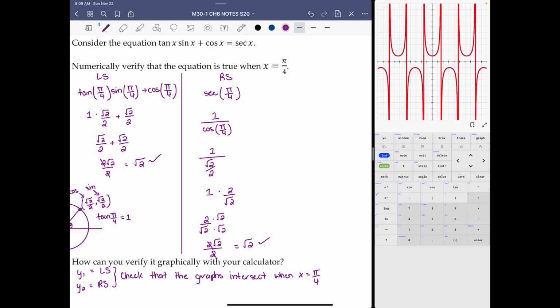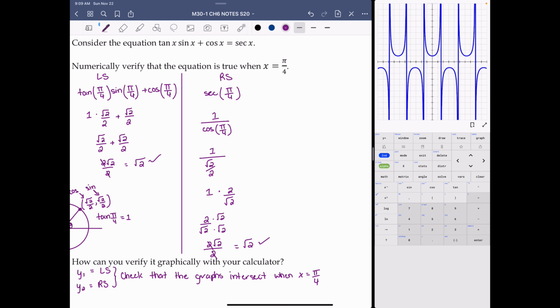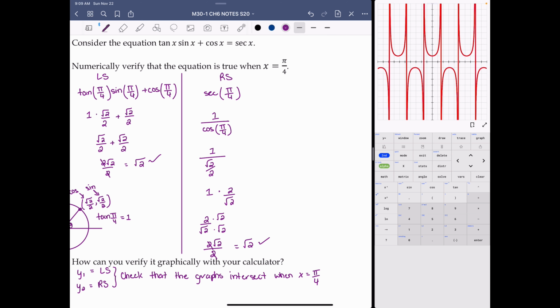Graph that. I'm going to change my window, zoom standard. And here's what I get. Right now I only see the red graph. If I go back to y equals, red graph is the right side. I'm going to turn that off just by hitting enter. Now it's turned off. And then I'm graphing just the blue graph, which is the left side. Graph that. Okay, now I see the blue graph. If I go back to y equals and I turn this one back on, now I should see both. Graph it, and I only see the red one.